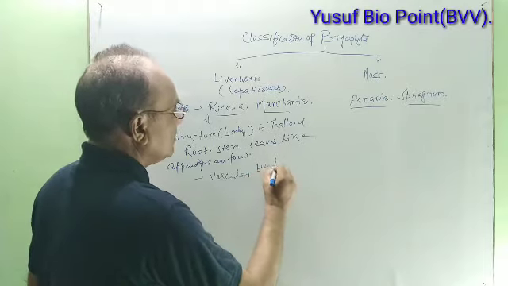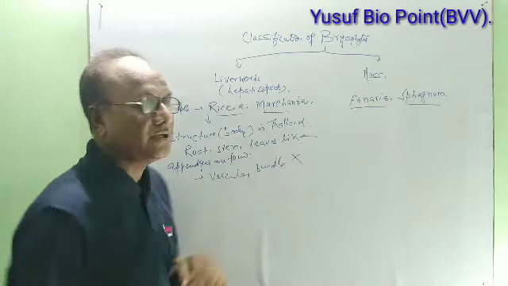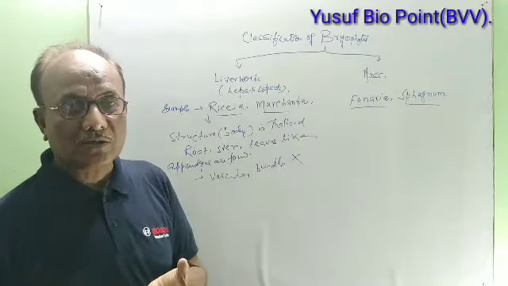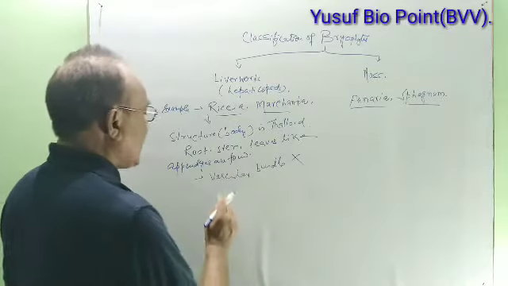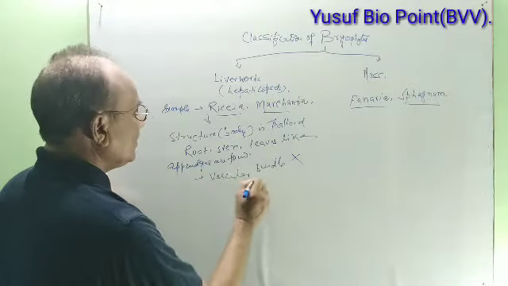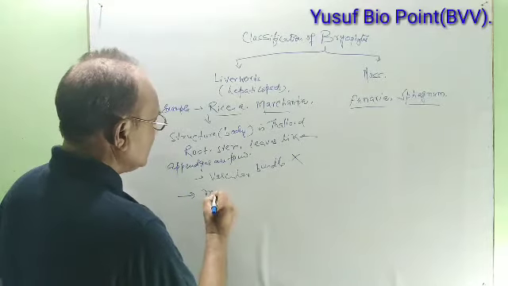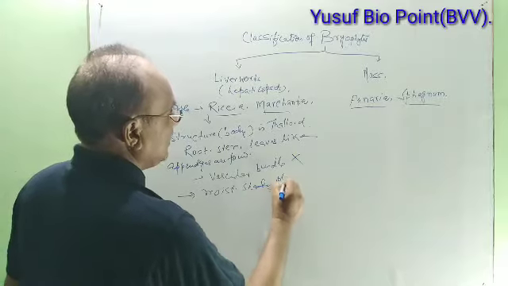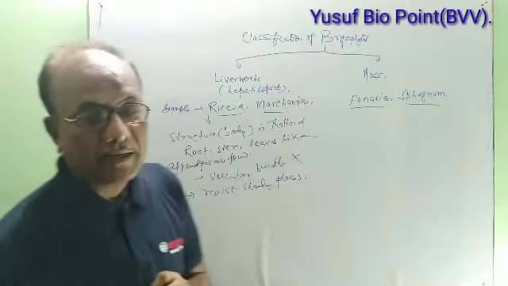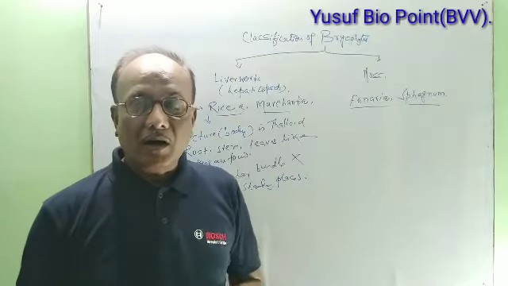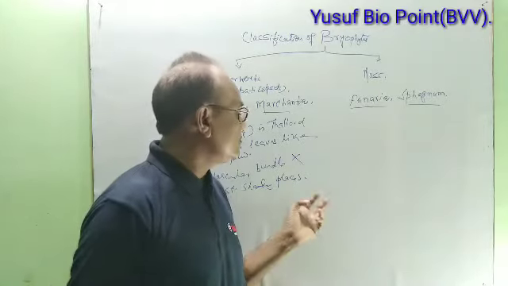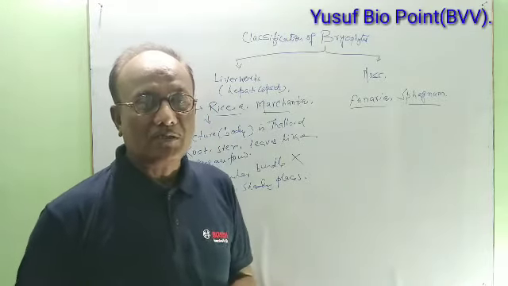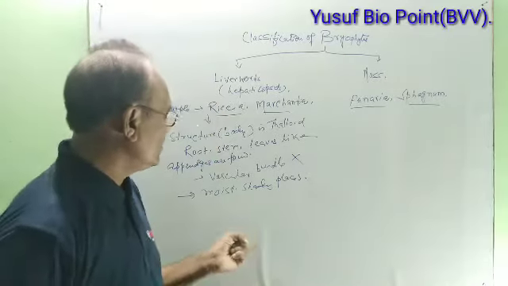Vascular bundle is absent. There is no vascular system. So plants will no doubt be short. And they are found in moist, sandy places, like on moist soil, moist stones, and moist bark of plants.